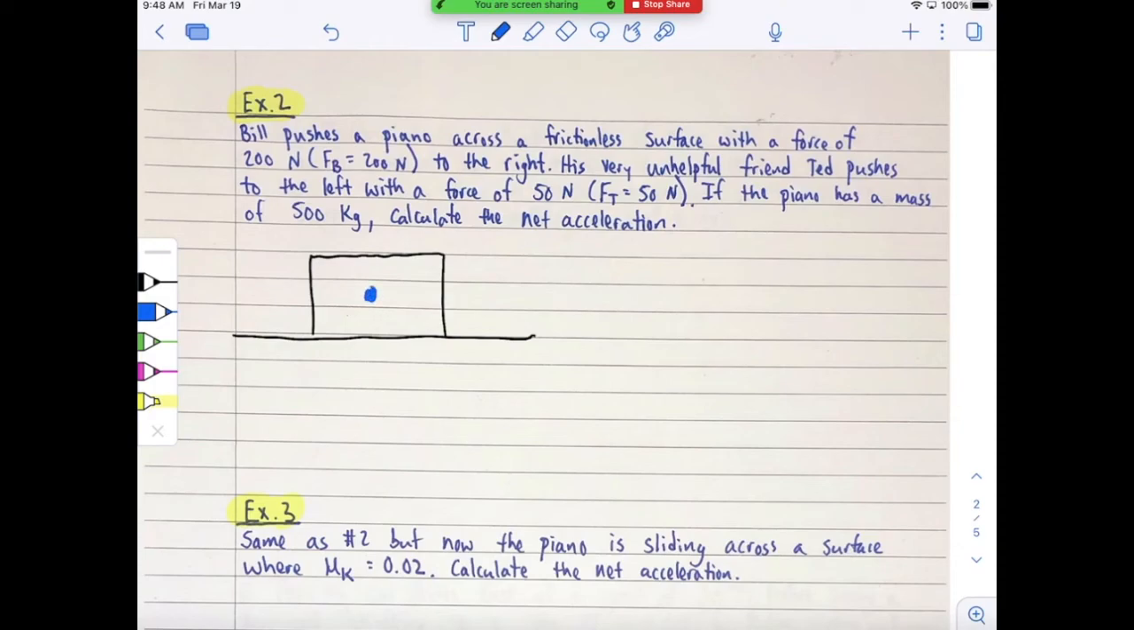So I'm just going to put my FBD right on top of my picture, and I'm going to label my force of weight going down, and then I'm going to have my normal force going up. And then just to change up colors, I'm going to say my force for Bill is going to the right, 200 newtons. And this is the force of Bill, is 200 newtons. And then force of Ted is going to the left. And I'm just going to make that vector 1/4 the length of Bill's vector because he's pushing with 50 the opposite way because he's unhelpful. All right, so that's step number 1, draw an FBD.